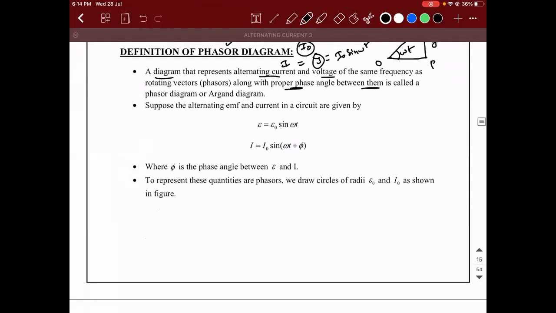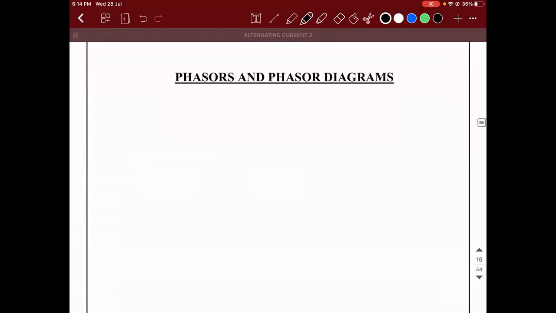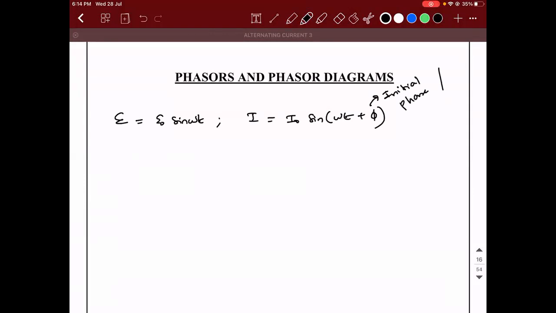Now I'll show you an example of how to draw the phasor diagram. See, for example, these are the voltage and the current. Suppose I take the EMF to be E naught sine omega t, and I is equal to I naught sine of omega t plus phi. Where this phi is called the initial phase, or more technically, it's called epoch. That is a technical name given. But basically, it means initial phase.